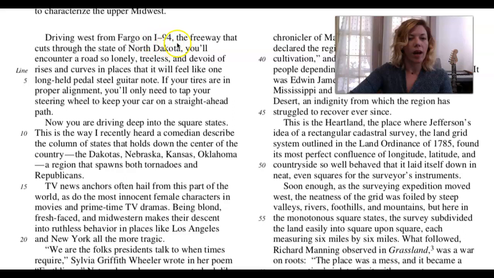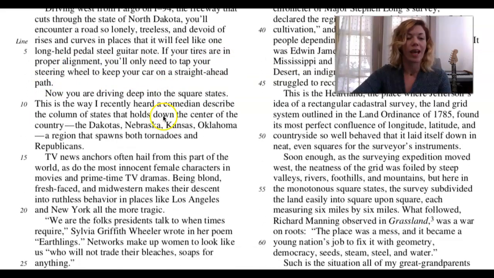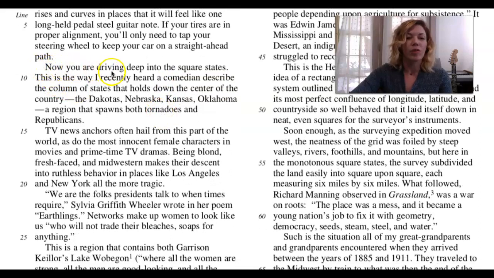Driving west from Fargo on I-94, the freeway that cuts through the state of North Dakota, you'll encounter a road so lonely, treeless, and devoid of rises and curves in places that it will feel like one long-held pedal steel guitar note. If your tires are in proper alignment, you'll only need to tap your steering wheel to keep your car on a straight-ahead path. Now you are driving deep into the square states. This is the way I recently heard a comedian describe the column of states that holds down the center of the country, the Dakotas, Nebraska, Kansas, Oklahoma, a region that spawns both tornadoes and Republicans.